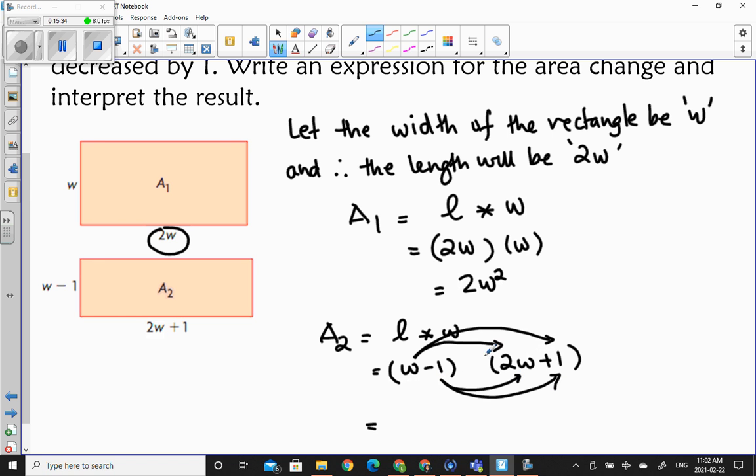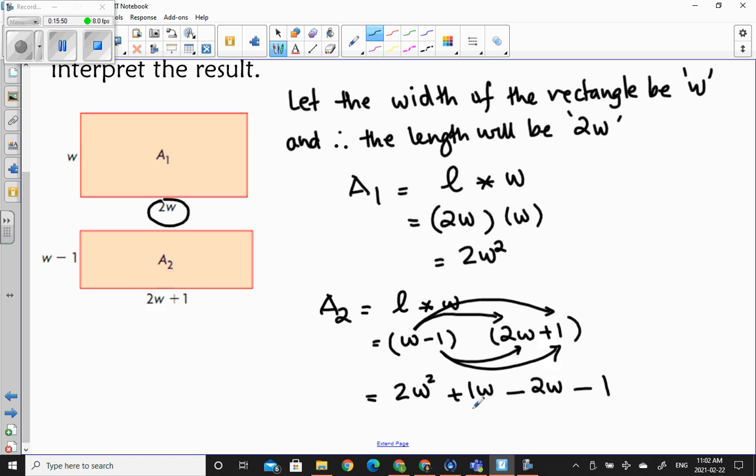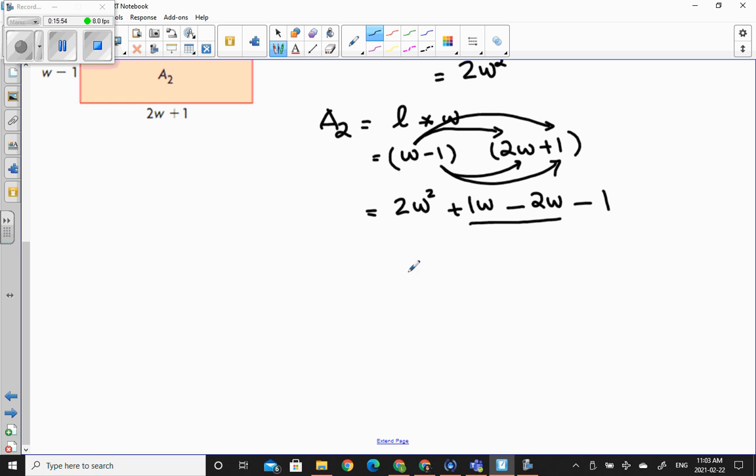So you get 2W times W, which is 2W squared. W times 1 is 1W, minus 2W times 1 is 2W, and minus and plus is minus. 1 times 1 is 1. So again, you can see that these two terms are alike. So you can simplify by adding those middle terms, and you get 2W squared minus W minus 1. Okay, 1 minus 2 is negative 1, so minus 1W.